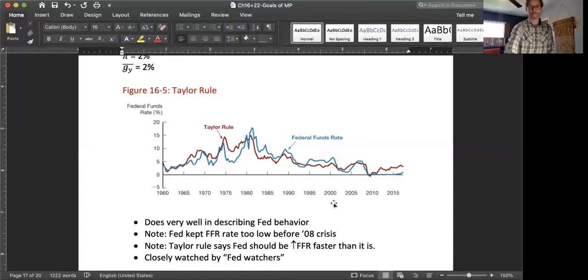And more importantly, people in markets watch these, right? People who are Fed watchers, people who basically watch the Fed, trying to predict what the Fed is going to do, to make predictions about how that will impact the market. They pay very close attention to the Taylor rule. So, for those of you who are going to be working in the financial industry, being familiar with the Taylor rule is really important, because oftentimes markets will use this as a guide to what they think the Fed is going to do in the future.